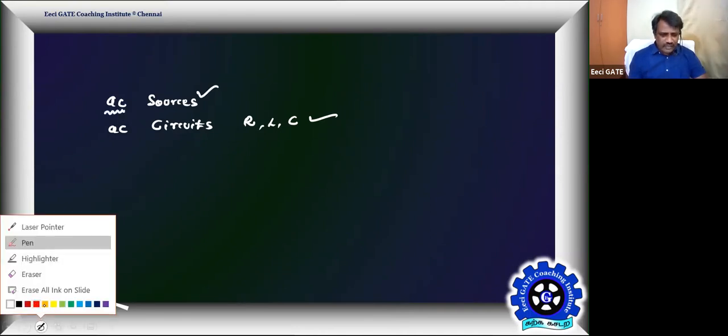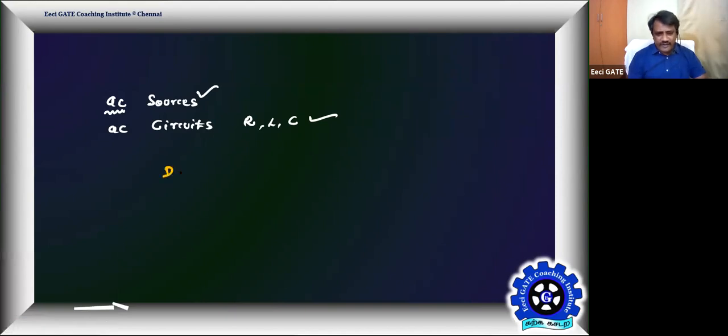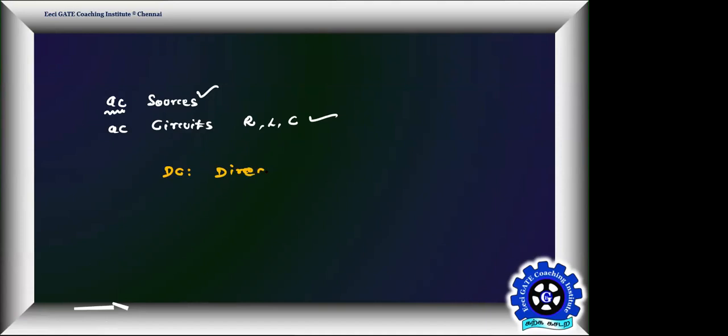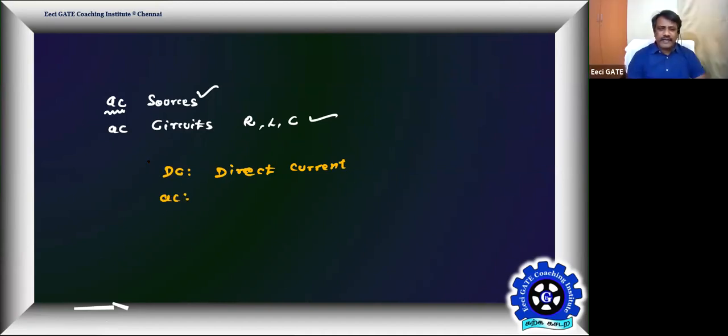AC represents what? DC represents what? You know very well. What is DC? DC represents direct current. AC represents? Alternating current, yes. Usually I prefer DC in capital letters, AC in small letters. So, alternating current.